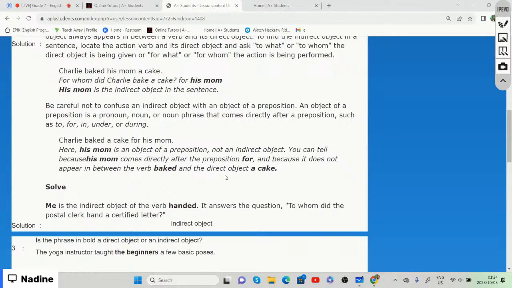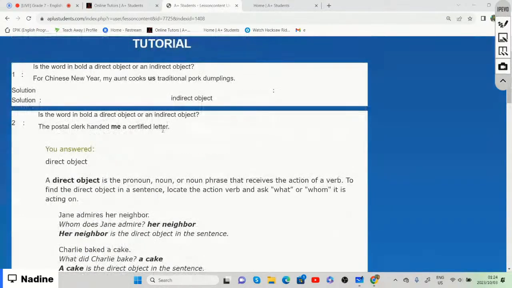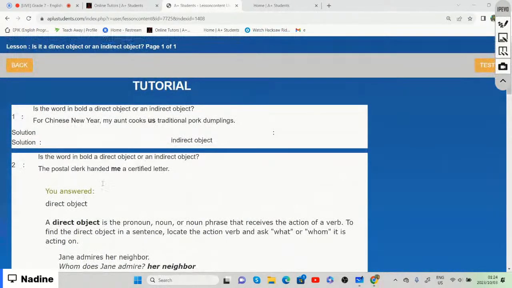All right, let's go about activities. Is the word in bold a direct object or an indirect object? For Chinese New Year, my aunt cooks us traditional pork dumplings.